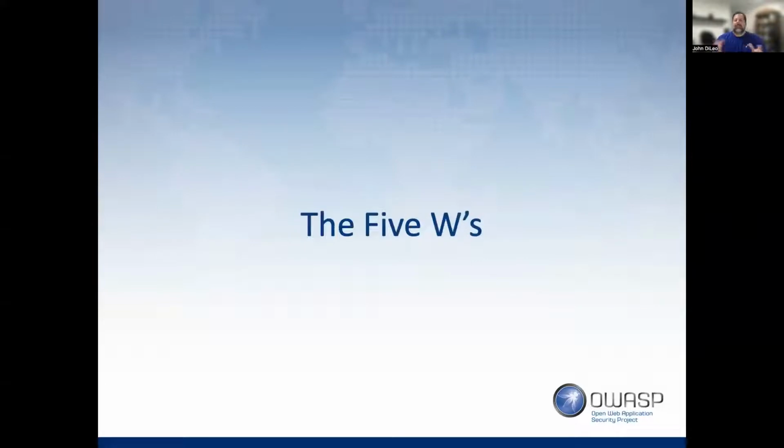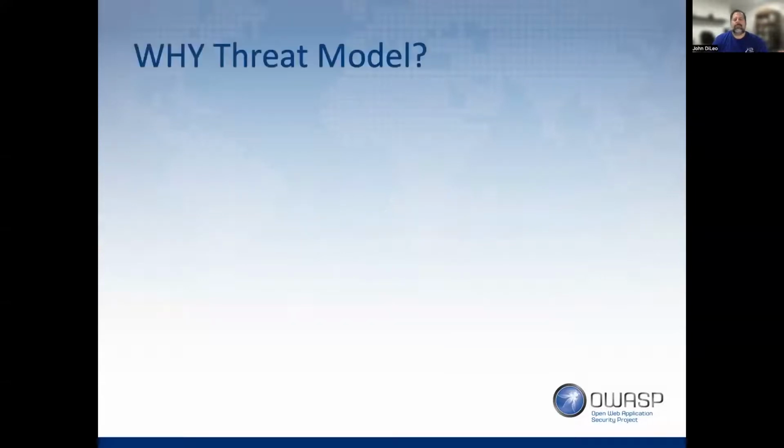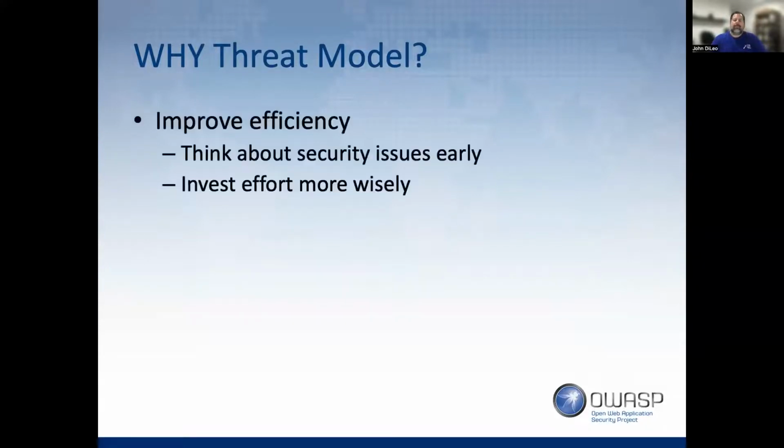Now, the first thing I like to talk about, I call it the 5 W's of threat modeling: who, what, when, where, why, and how. So first, why do we do it? As I mentioned before, we want to improve efficiency. We want to think about security issues early on. We want to invest our development effort more wisely. And it would help if I had that displaying on the screen while I talk about it.